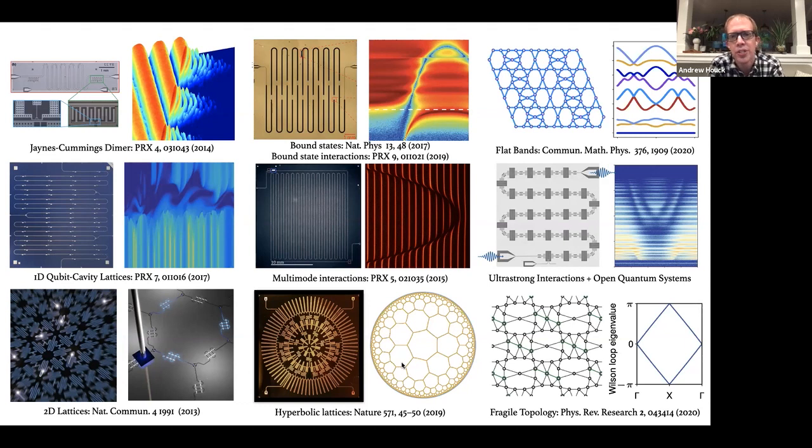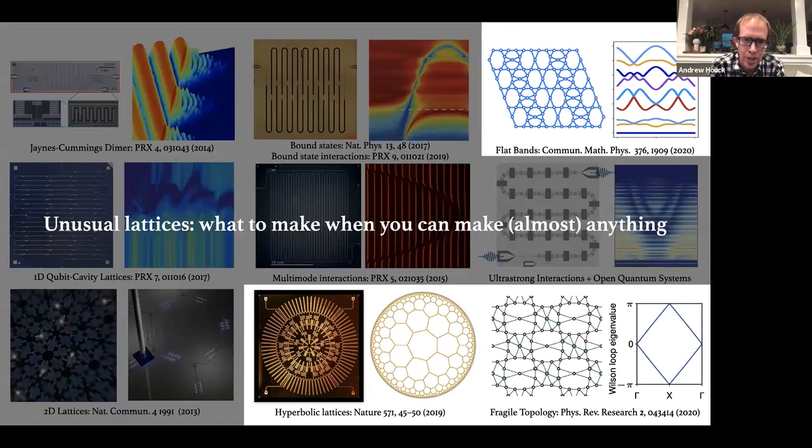And I'm really interested in trying to exploit the versatility of these systems to look at different kinds of many-body physics. So today I'm going to talk about unusual lattices, or how do you decide what to make? If you can make anything you can draw, how do you decide what it is you actually want to make? And it's this pathway that led us into, for us, a very mathy turn.